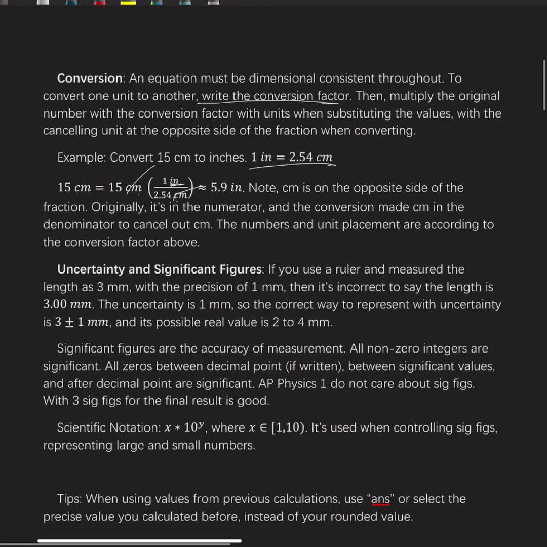Okay, let's talk about uncertainty and significant figures. So if you use a ruler and measure a length of 3 millimeters, then it's incorrect to say it's 3.00 millimeters because the precision of each increment on the ruler is 1 millimeter. So you have to say 3 millimeters plus or minus 1 millimeter. The plus or minus says that it's possibly in the range of 2 millimeters to 4 millimeters.